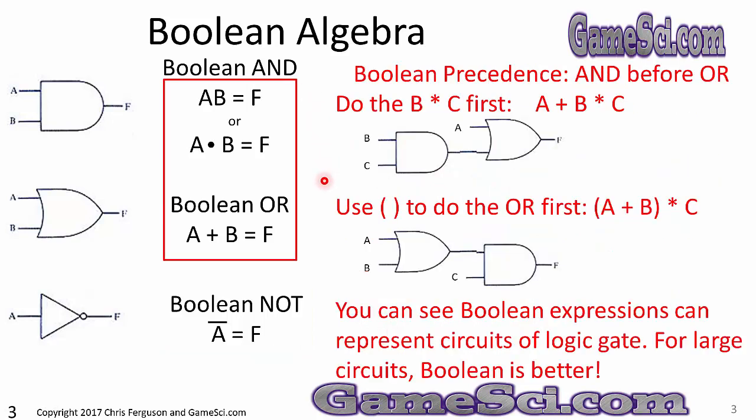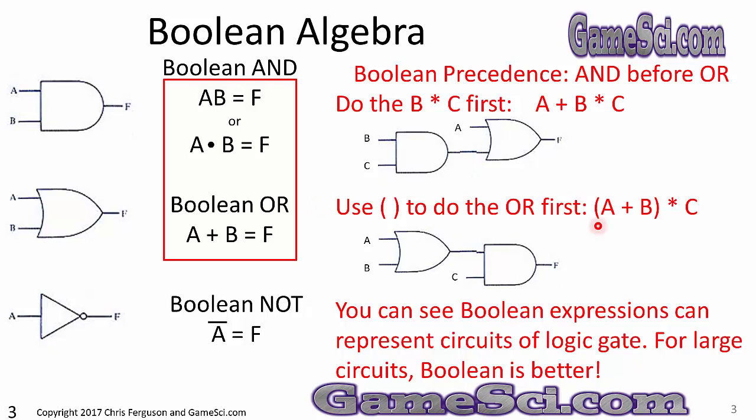Let's compare the AND and the OR and Boolean precedence. AND before OR. Do the B and C first. In an expression that mixes an OR with an AND operation, the AND has higher precedence. A or B and C. If you mix an OR and an AND in the same circuit, you must do the AND first. Notice how I drew this circuit. The B and C occurs first, and then the output of the AND gets fed into the OR, and the OR is done last.